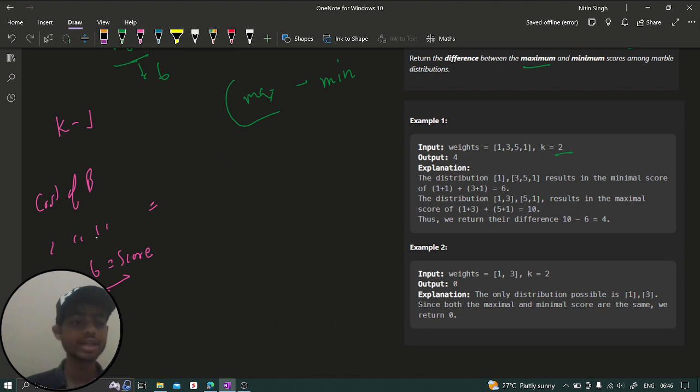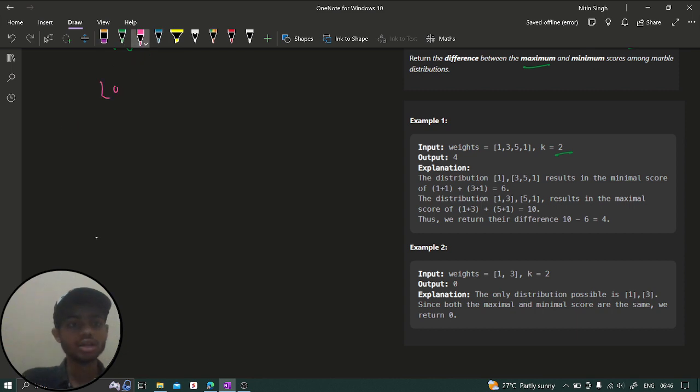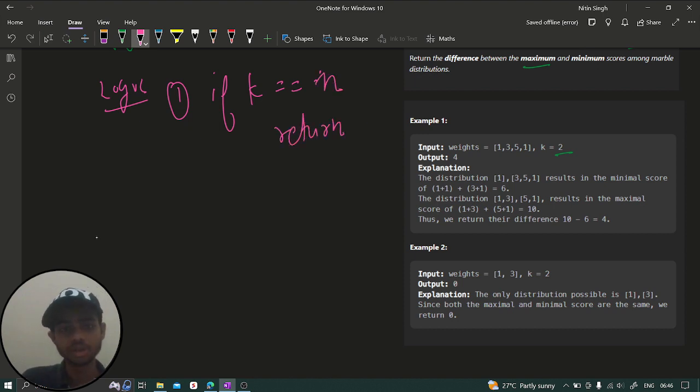The logic is going to be really easy, guys. Let me show you. I have written the logic here. First condition: if our k is equal to the length of our marbles, so if k is equal to the total marbles, n, then we always return 0. If the number of bags equals the number of marbles, we have to put each marble in its own bag, so the cost is always the same, and the maximum minus the minimum is always 0.